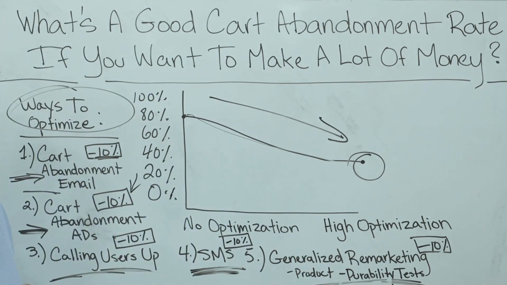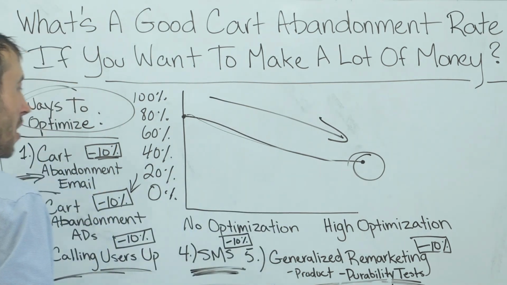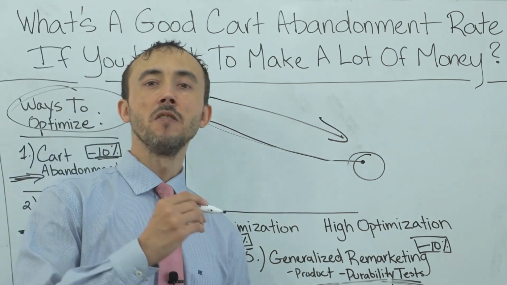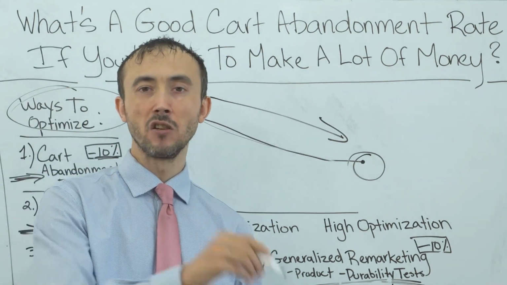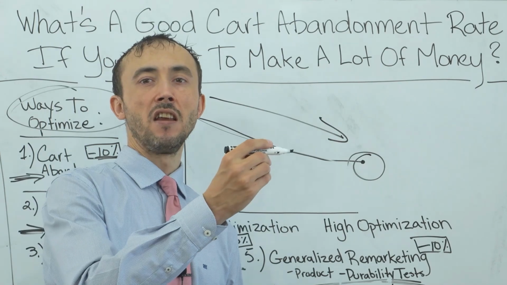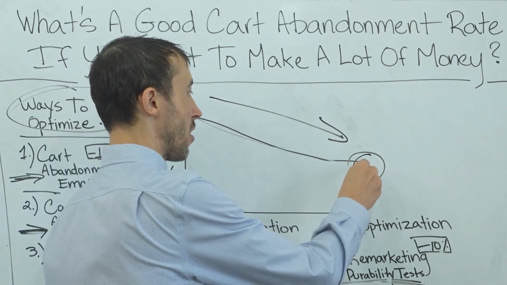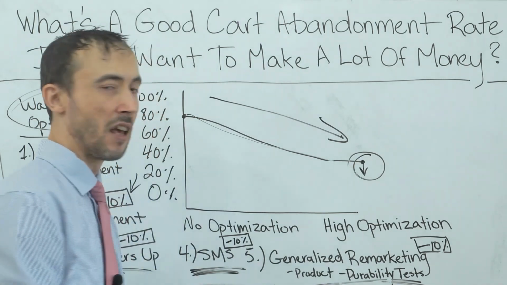So to sum it all up, you can go from 80% to 30% cart abandonment rate if you execute on all these things, even on a moderately good level. If you go ahead and do all this stuff super, super good, there's no reason why you can't go a bit further down than this as well.